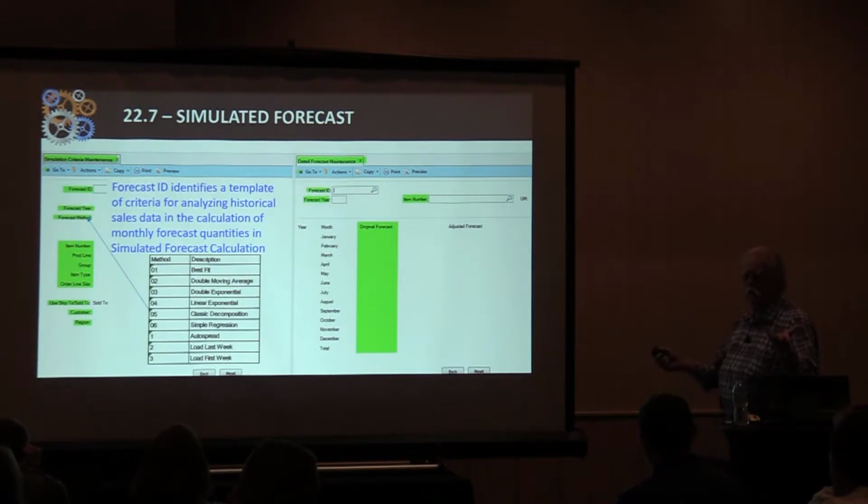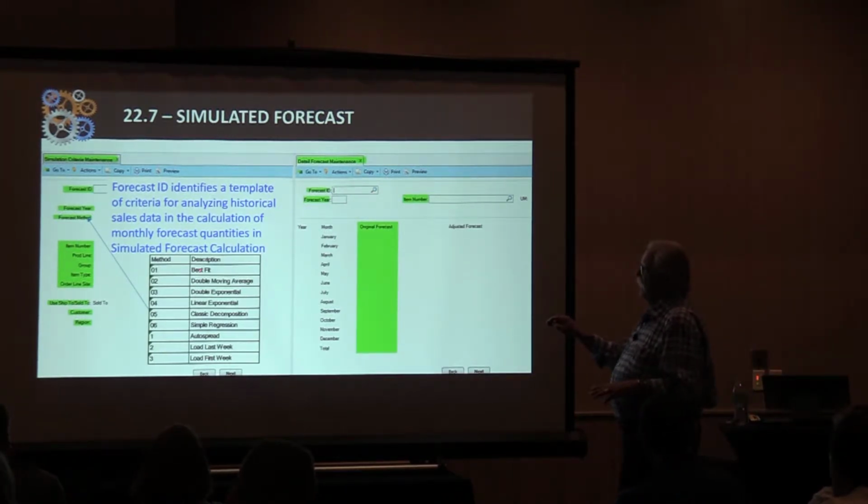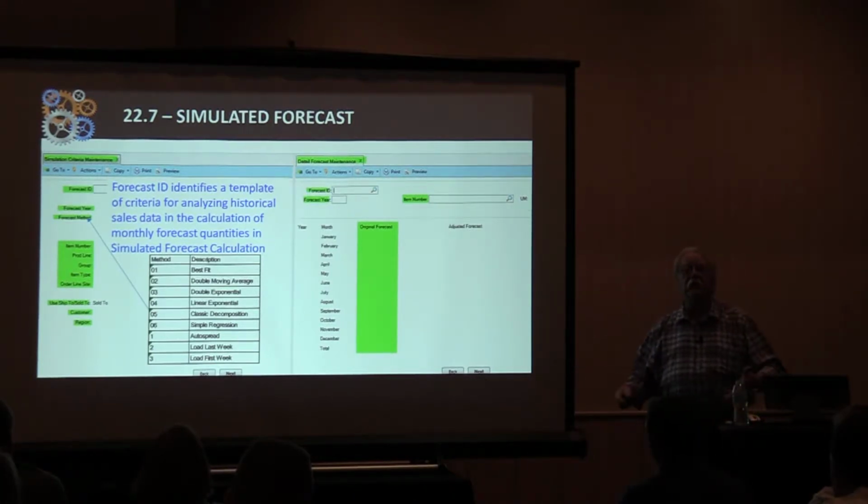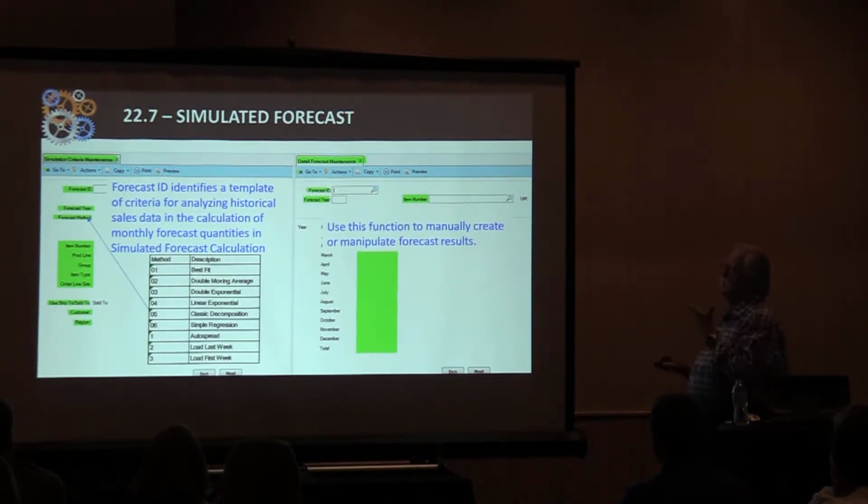This is basic QAD functionality, what everybody's got. You can apply either double moving, exponential, or classic. Here's simple regression. So you can go in there and create your own forecast and calculate what that forecast is going to be based on whatever method you think is most appropriate for your particular environment. And then you can use the detail maintenance to go in there and make modifications.